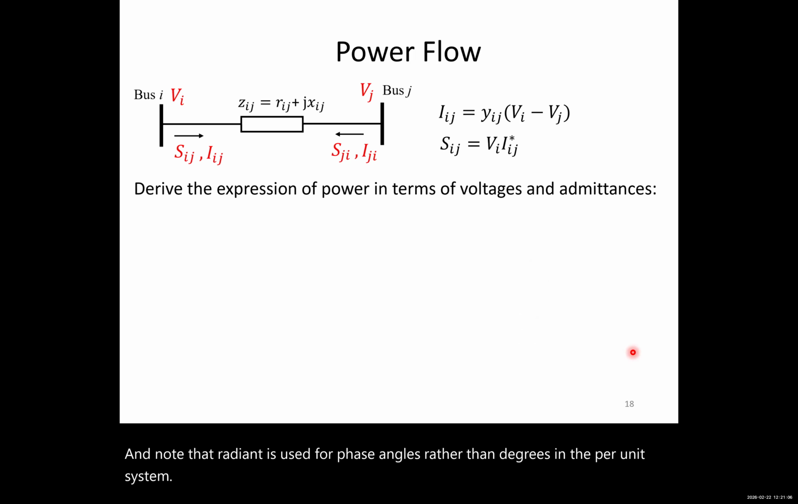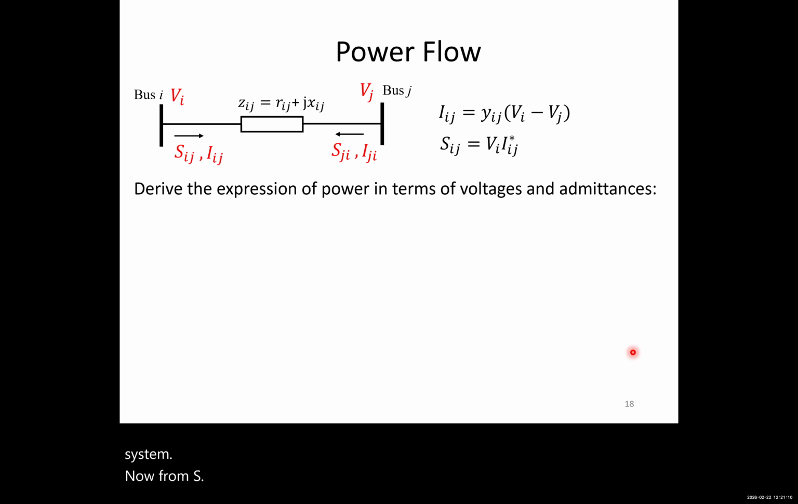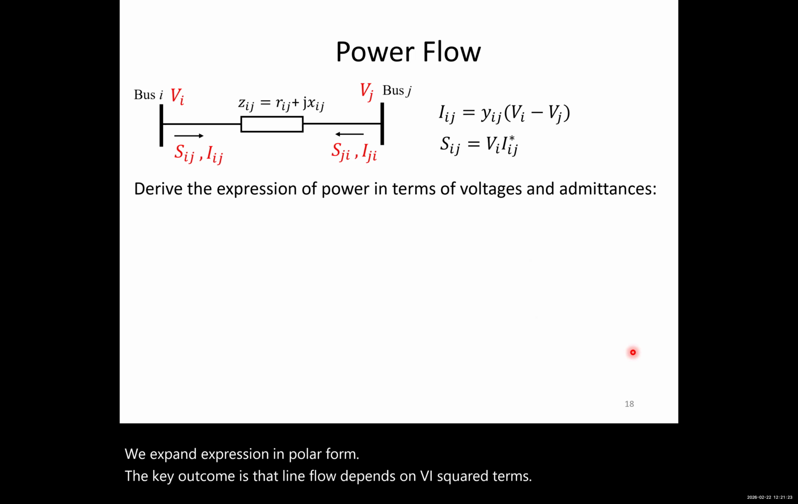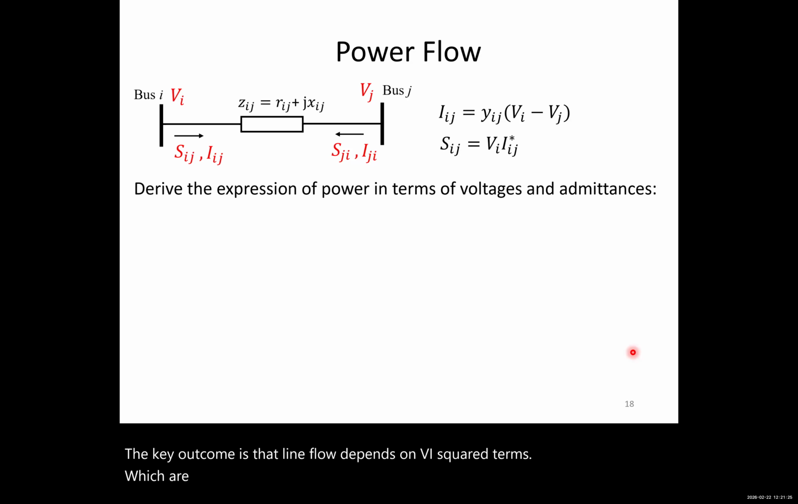Now, from Sij equal to Vi Iij conjugate, we expand the expression in polar form. The key outcome is that line flow depends on Vi squared terms, which are local, and Vi Vj terms, which are the coupling voltages that we have.